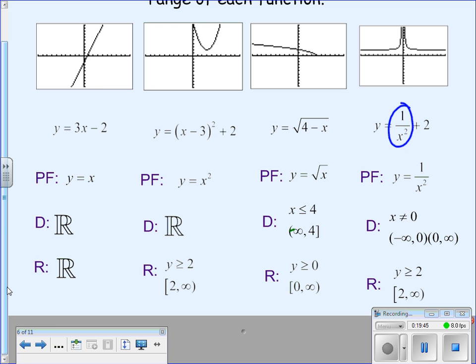Yeah, this should not be, this should be open. And that should be there. Sorry, my bad. Thank you for catching that.